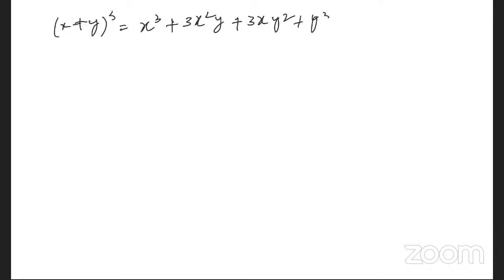We'll see a few more expansions. (x plus y) whole cube is equals to x cube plus 3x square y plus 3x y square plus y cube, and also (x minus y) whole cube is equals to x cube minus 3x square y plus 3xy square minus y cube.